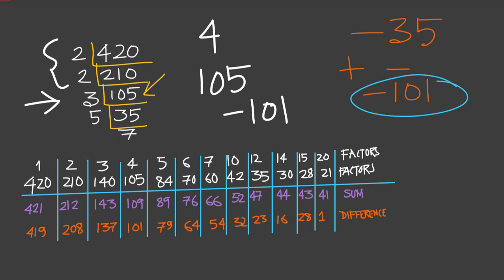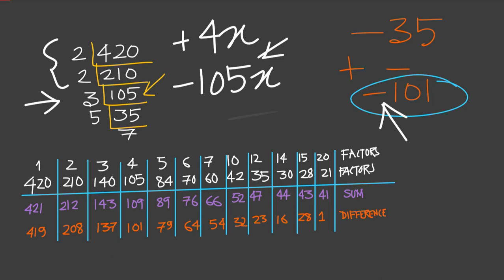Our numbers will be minus 105 and plus 4. So the middle term will be minus 105x and plus 4x. Why did I give minus 105? Because the middle term is negative, hence the numerically bigger number, which is 105, has to be negative. The numerically bigger number and the sign of the middle term are the same, right? So we can directly say that it is minus 105x and 4x.